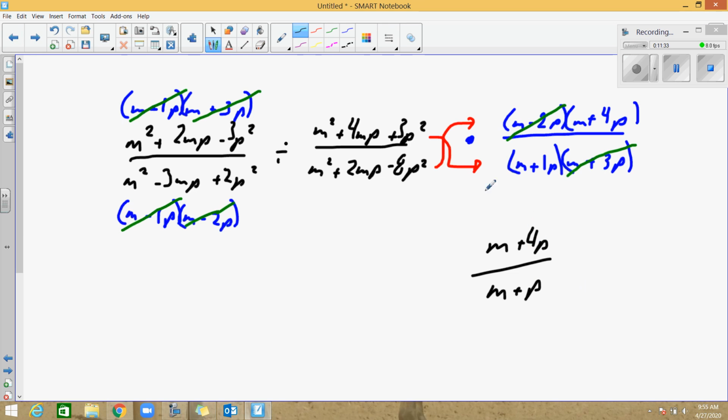And yes, there could be a time when we do all this stuff and nothing reduces. So you just have four factors across the top and 4 factors across the bottom. There could be a time where everything reduces. And if everything were to reduce, please understand, something divided by itself will always be 1. So your answer could come out to 1 here as well.